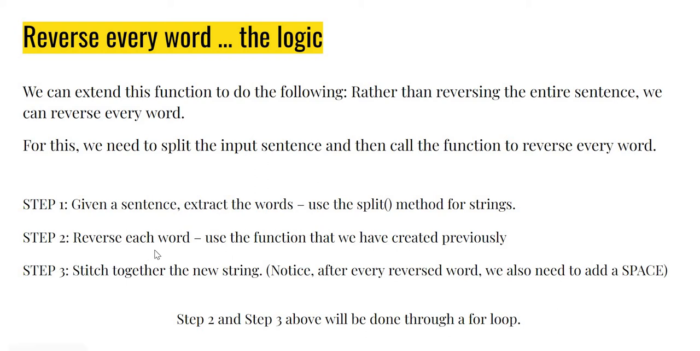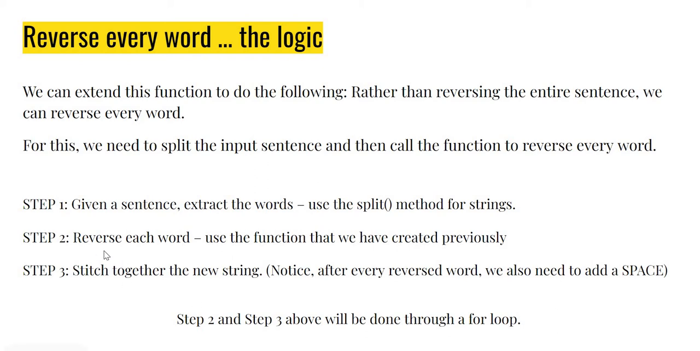Next we are going to reverse each word, and we already have the function for that, the reverse function, which can reverse a given string. So we are going to pass each word into that function one by one, so that it reverses it. And we are going to stitch together a new string. Basically we take the reversed word, add a space, take the next reversed word, add a space, so that it again starts looking like a sentence, but really it is a processed version of the original sentence where every word has been reversed.